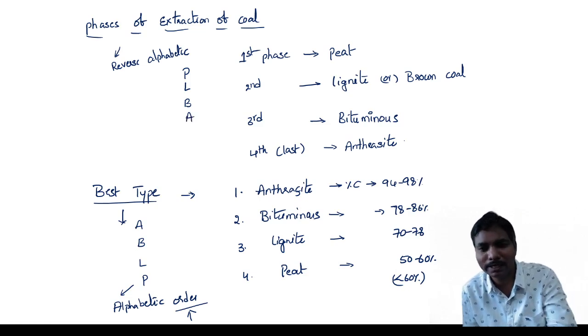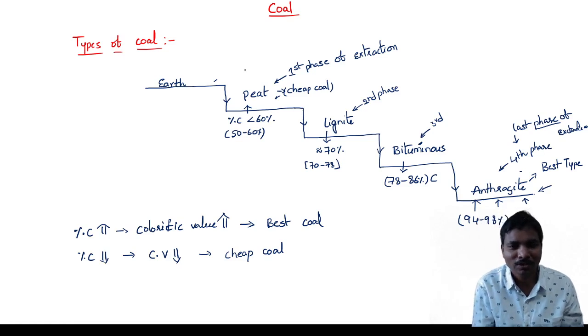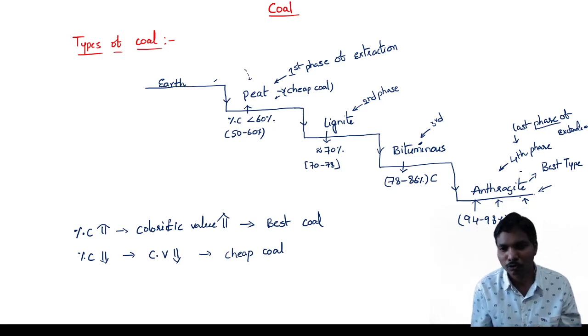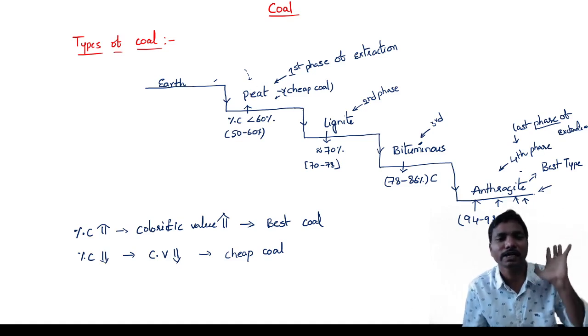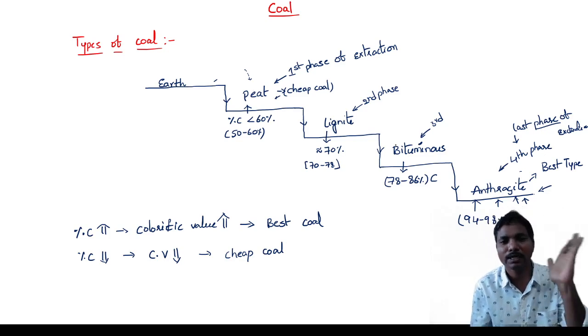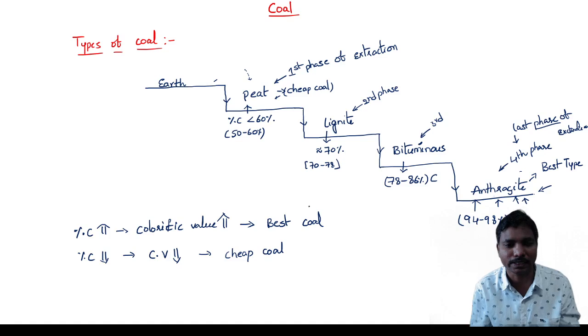Okay, a simple thing, guys. If you just work a little hard, you will get peat. If you work very hard, you will get anthracite. That is the best type. So in the first phase, you will get peat. After that, lignite. After that, bituminous. After that, anthracite. Okay.